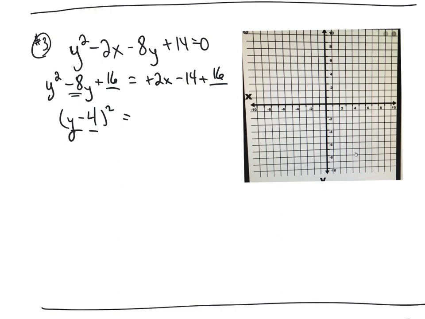Now we don't need to complete the square for the x's because we don't have x squared on the right hand side, so all we have to do here is put the two numbers together, so negative 14 plus 16 is 2. Okay, so we're almost there. We've completed the square for the y's.